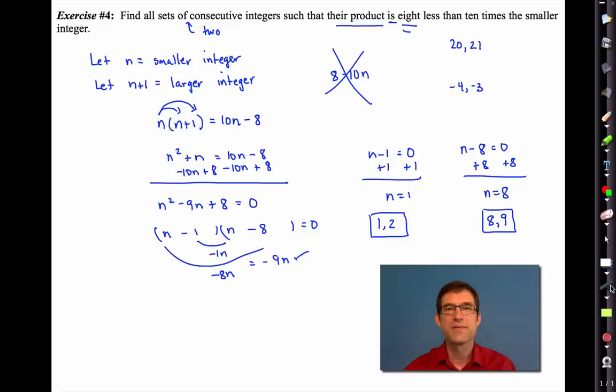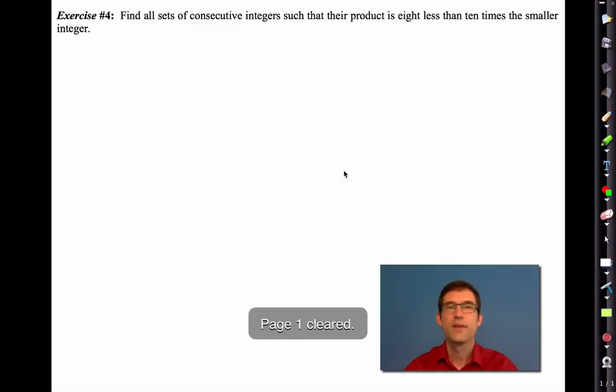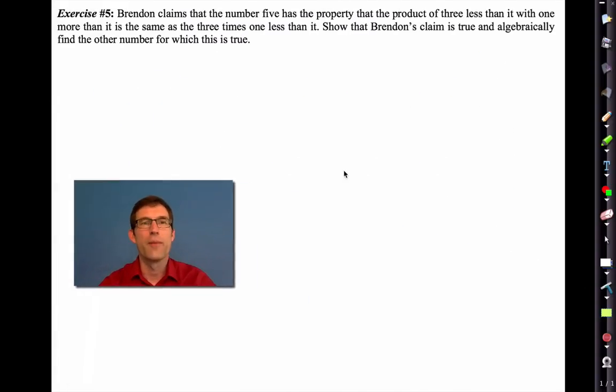All right, here it goes. Okay, final word problem. Exercise 5. Brendan claims that the number 5 has the property that the product of 3 less than it with 1 more than it is the same as 3 times 1 less than it. Show that Brendan's claim is true, and algebraically find the other number for which this is true.